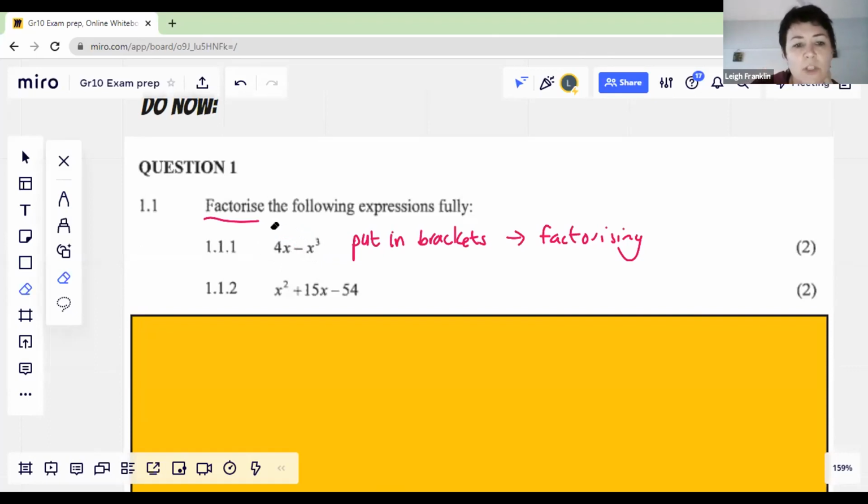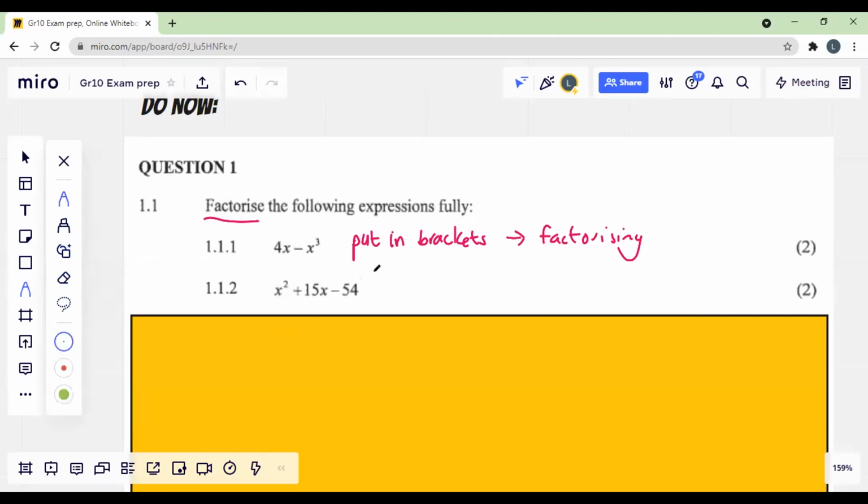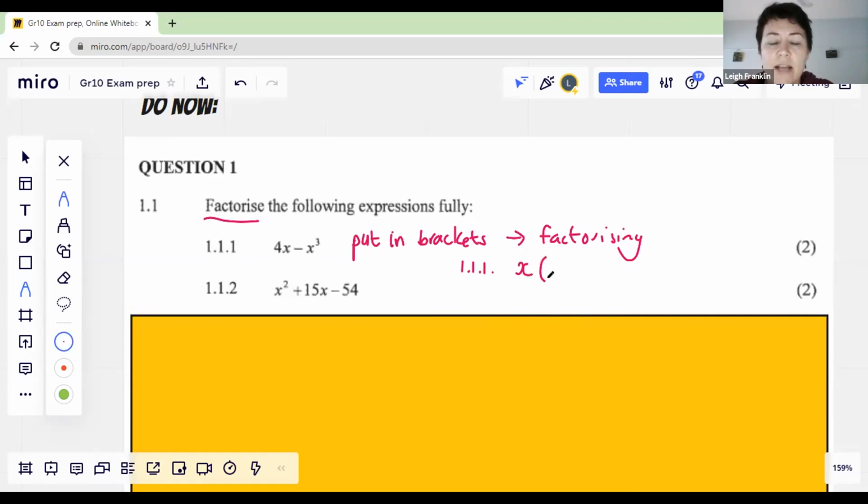Can you see that? And what's common to both of these terms? It's simply going to be, say again? X. X, exactly, 100%. So in question 1.1.1, the only way I can factorize this is to take X out as a highest common factor. So X times what will give me 4X? X times 4.